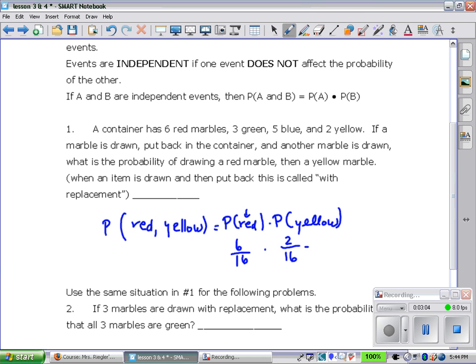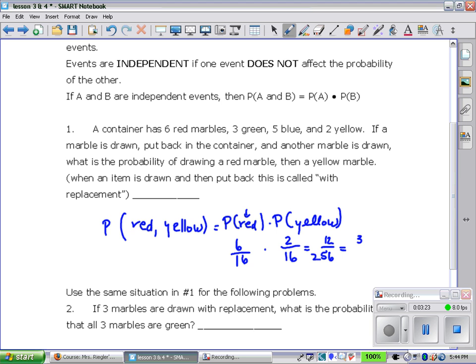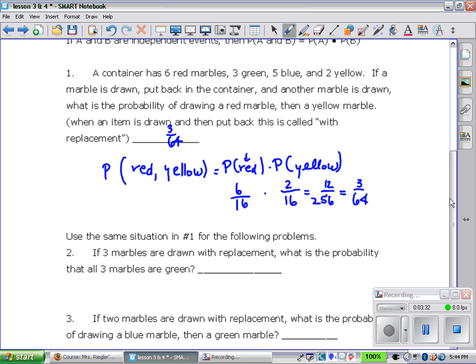We multiply and we get 12 over 256. That's 16 times 16. Simplify these two, and that will be your final answer, which is 3 over 64. So you have a 3 out of 64 chance of getting a red marble, then a yellow.